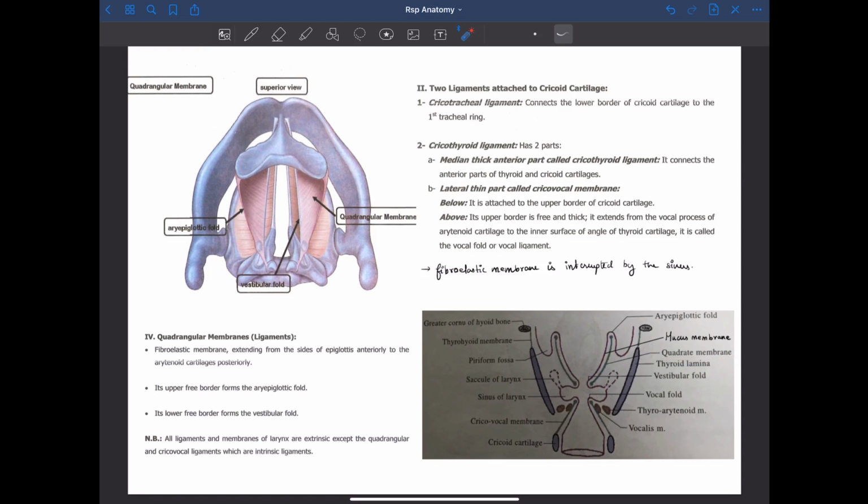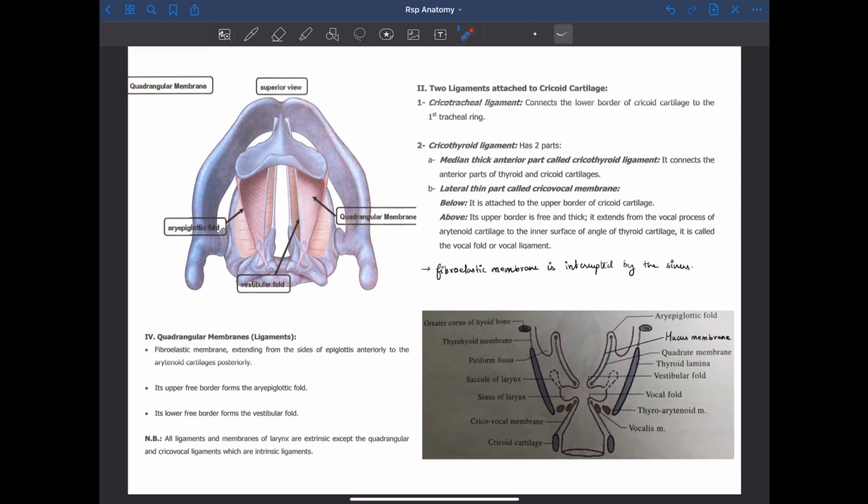This is the quadrate membrane, and the membrane found below the sinus of larynx is the cricovocal membrane. This cricovocal membrane is a little thin part of the cricothyroid ligament. Okay, we will start with the cricovocal membrane. The above part of the cricovocal membrane is free and thick and forms this fold. What is this fold called? Vocal fold. It forms the vocal fold, okay.